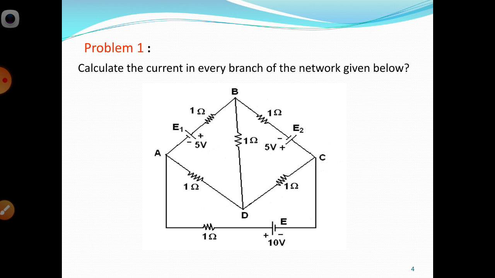Now let us calculate what is being asked: calculate the current in every branch. That means what is the current flowing in branch AB, in branch BC, in branch DC, in branch AD and branch BD. So I require the total current flowing through each and every element. Okay, we can do it, no problem.